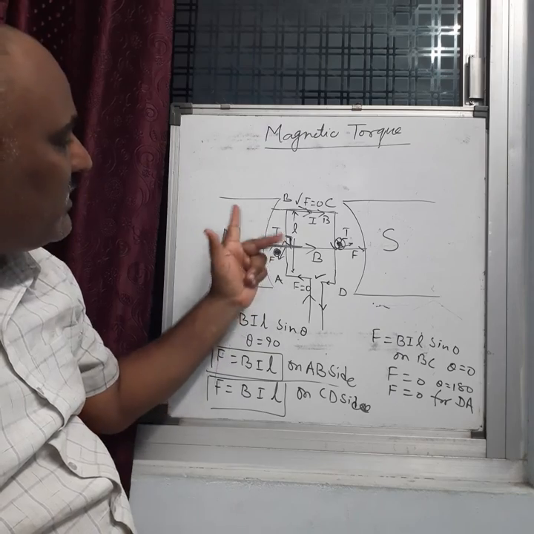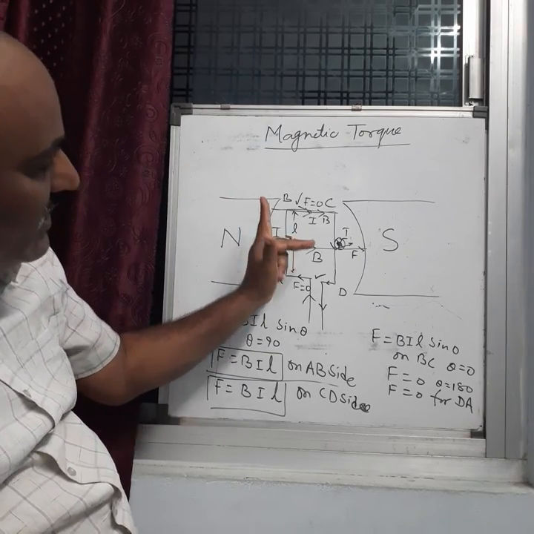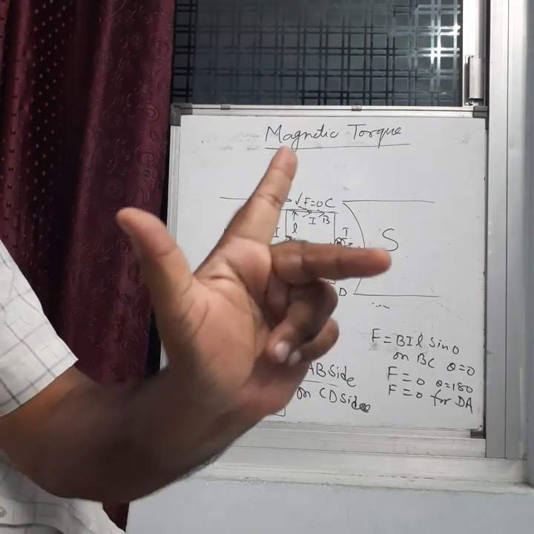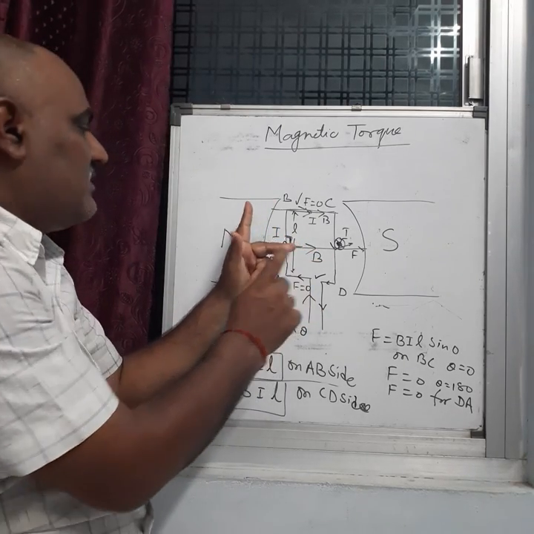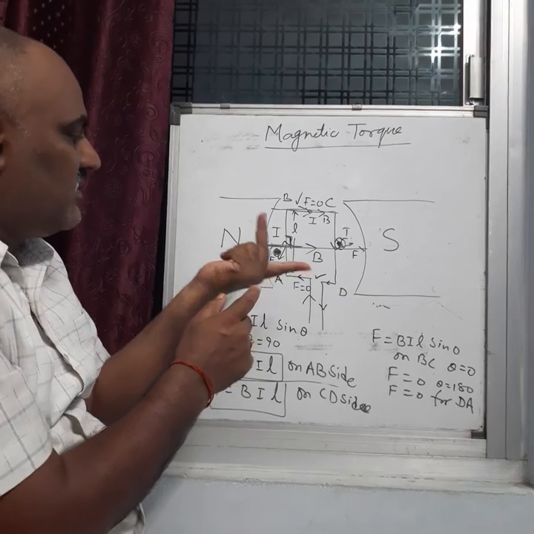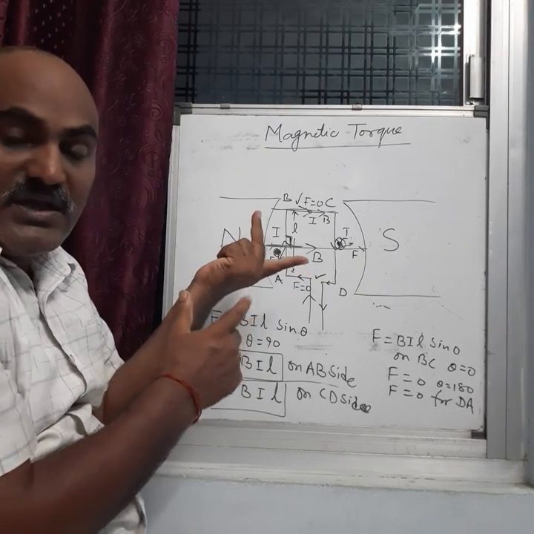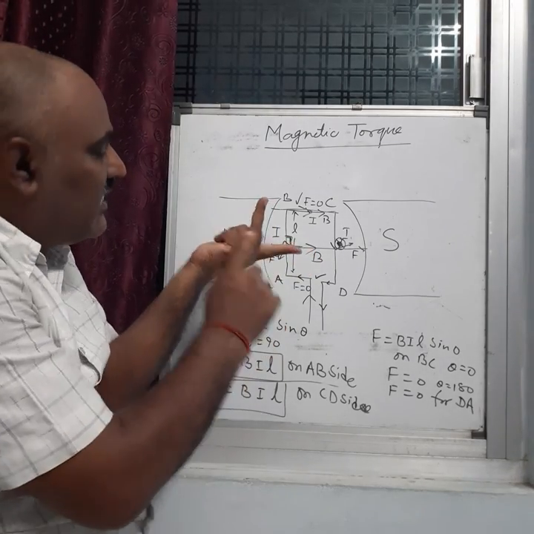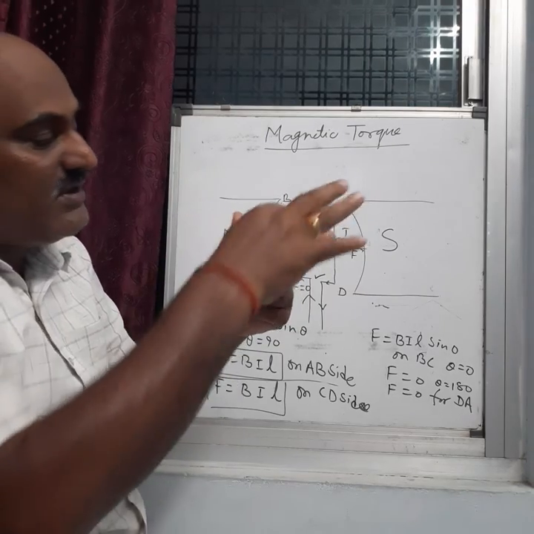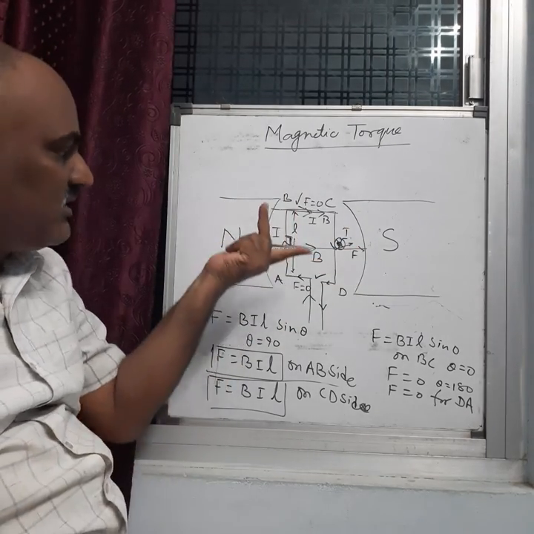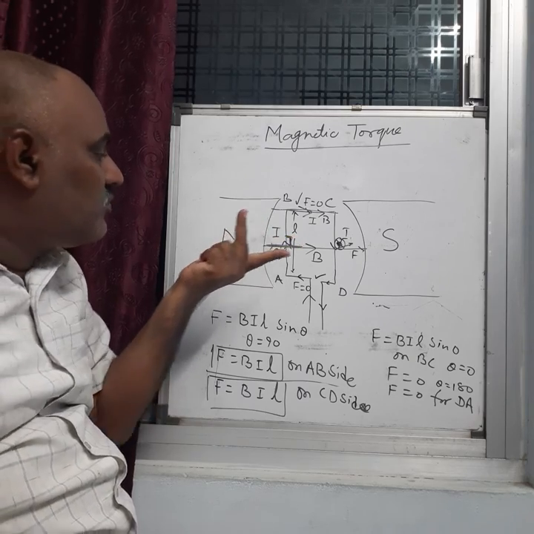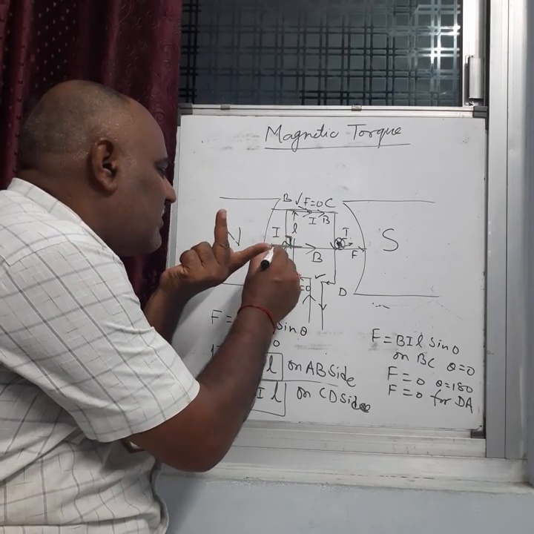For the AB wire, you can use Fleming's left hand rule in the same way. This is the magnetic field, F-B-I. You make it like that. This is the position for AB. So the magnetic field is acting downward.